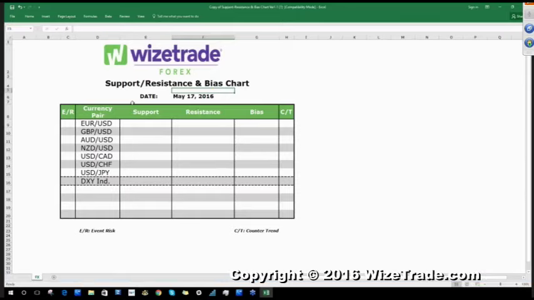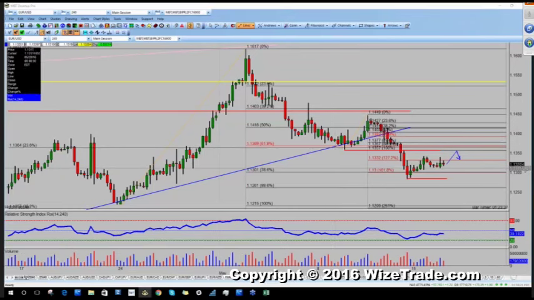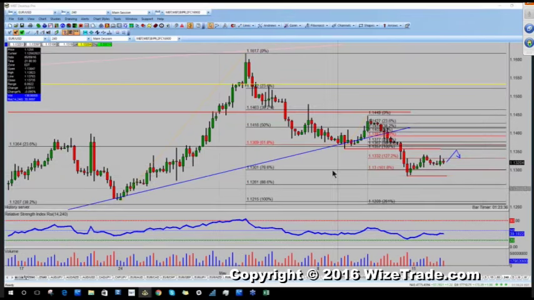Especially if the inflation data comes in weak today. If the inflation data comes in weak, then look for a move up to 113.55 possibly. Support is 112.80, and if we break that, then it starts our move.